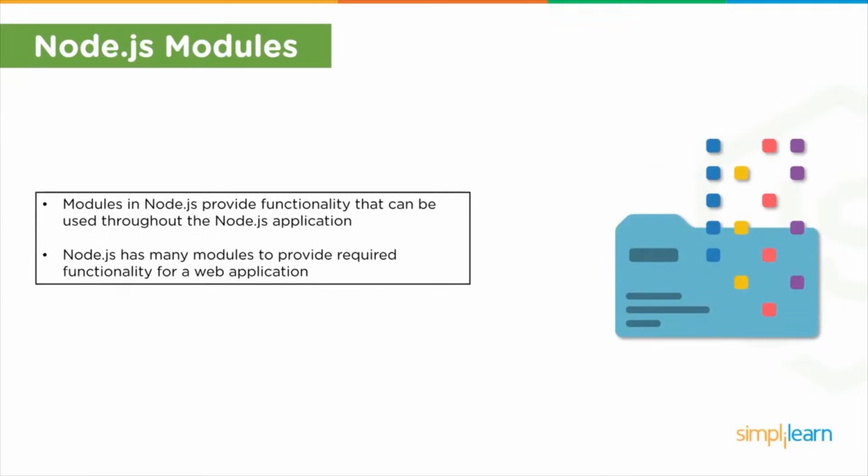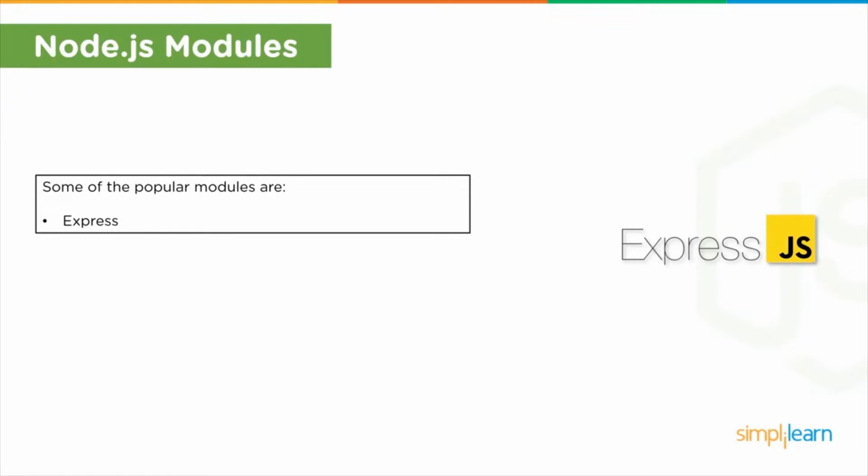So let's talk a little bit about modules. Modules in Node.js provide the functionality that you can use for your application. The actual architecture of Node.js is built in such a way that it allows you to create solutions and extensions very quickly and easily. So it has many modules that provide different functionality for different applications that you can customize and modify to meet your needs.